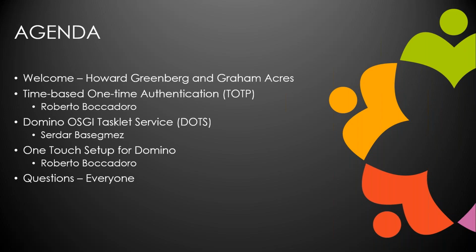Today, as I mentioned, we've got 3 of the Domino 12 features that we're going to go through. The first one is two-factor authentication in Domino 12, also called time-based one-time authentication. That's the method of two-factor that's implemented. Roberto will take us through that. Then Serdar is going to talk about what's called DOTS, Domino OSGI Tasklets. And then Roberto will come back and talk about one-touch setup. And then we'll have Q&A.